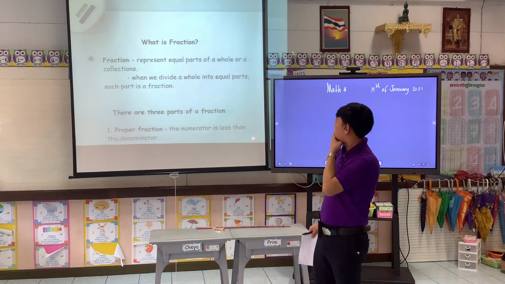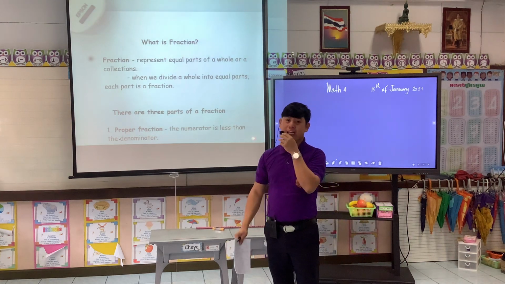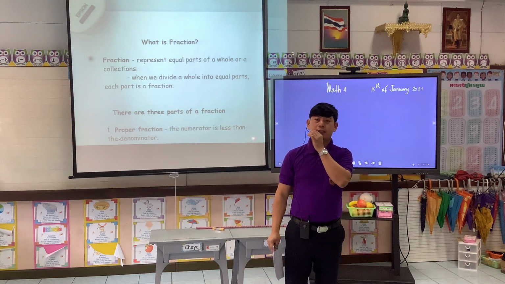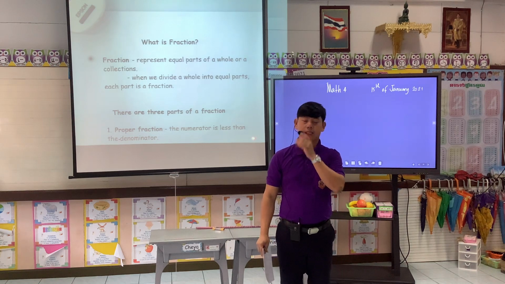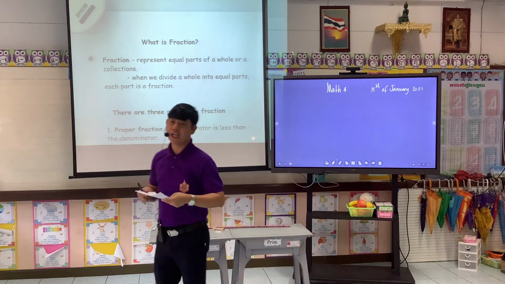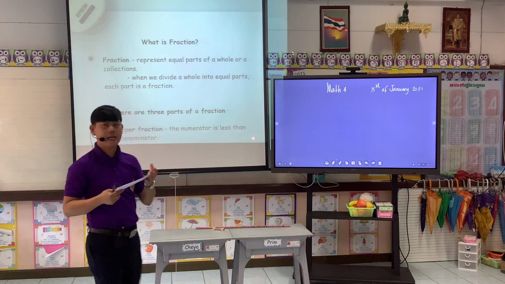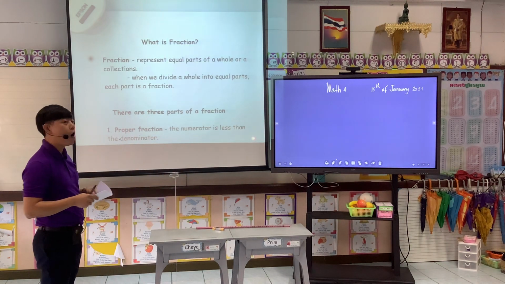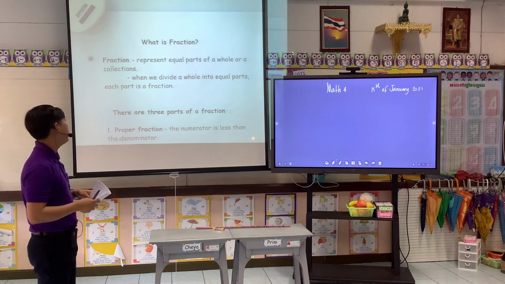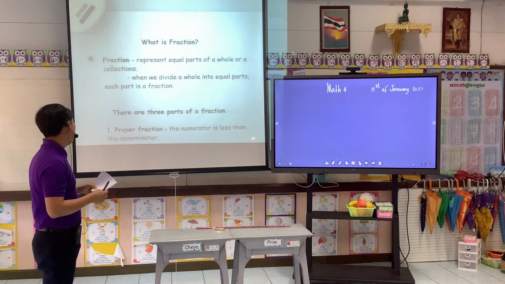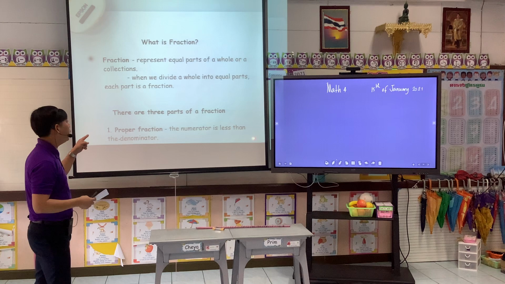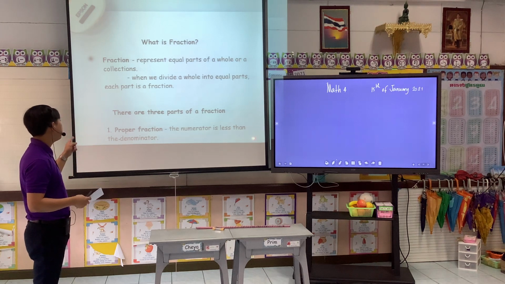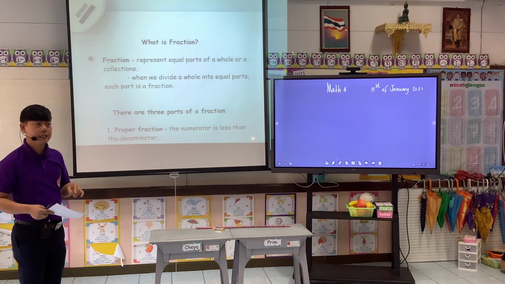Before anything else, we should know the meaning of fraction. What is a fraction? Any idea? A fraction represents equal parts of a whole or a collection. When we divide a whole into equal parts, each part is a fraction.